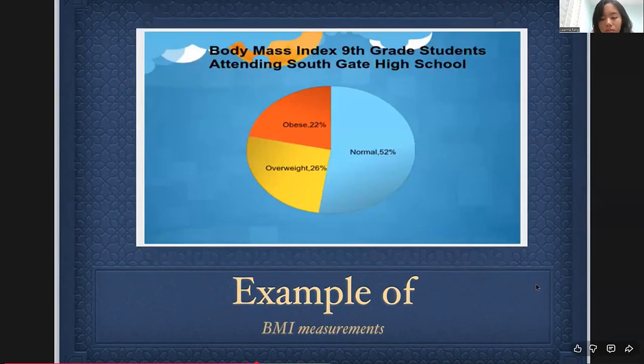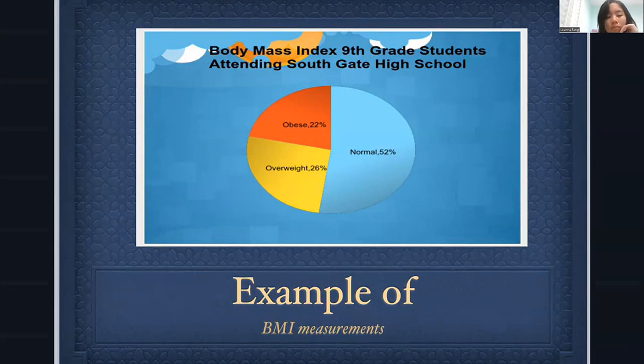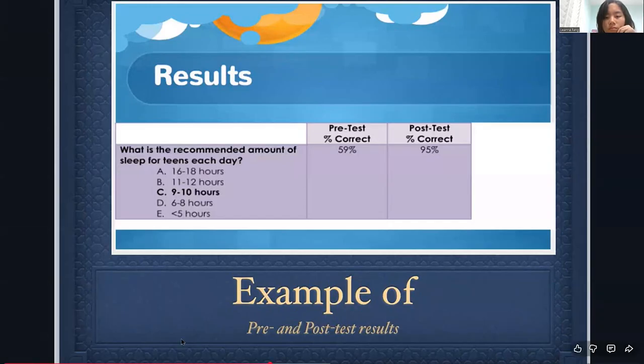Or a different way to present data besides a bar graph would be something like a pie chart. This is where they collected body mass index for their project, and this is what it looks like. This pie chart categorizes the data and shows the percentage of each category. Okay?